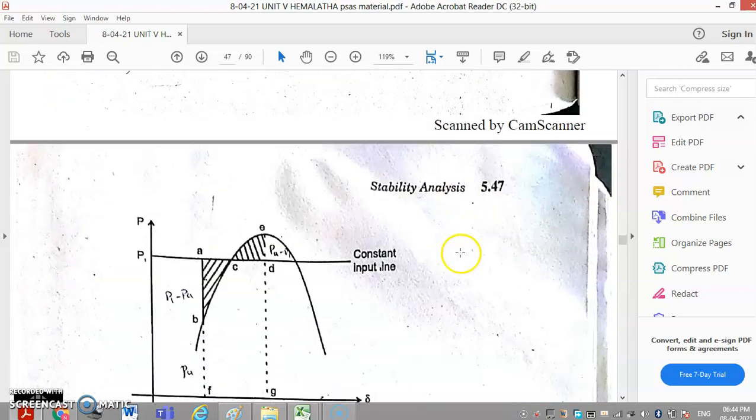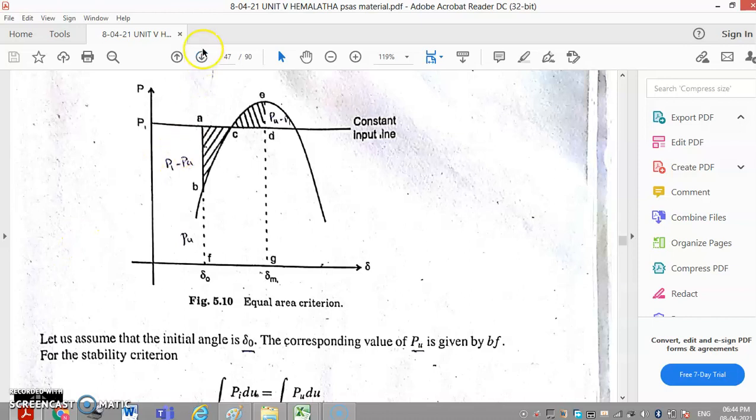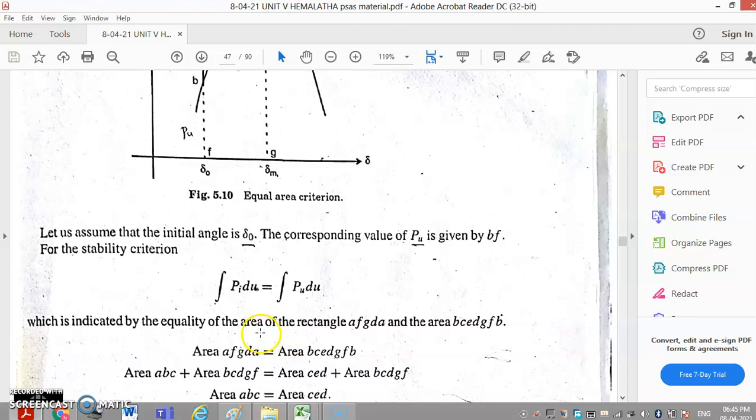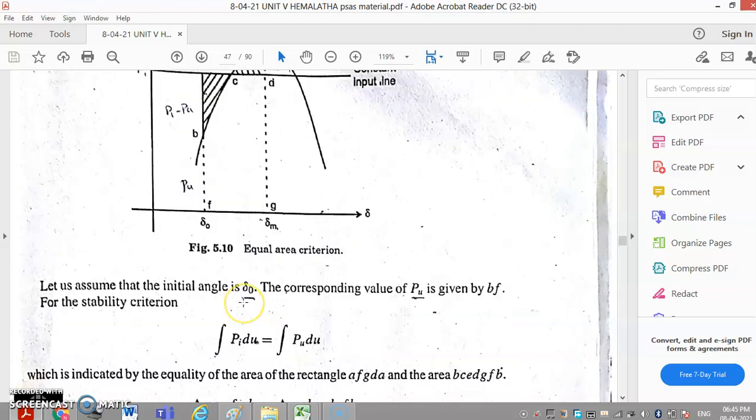So the power angle curve has been shown in this figure. Power has been drawn on the y-axis and delta angle on the x-axis. Let us assume the initial angle delta naught; the corresponding value of Pu is given by the point B, that is B to F. For the stability criterion, integration of Pi d delta is equal to integration of Pu d delta, which is indicated by the equality of the areas.